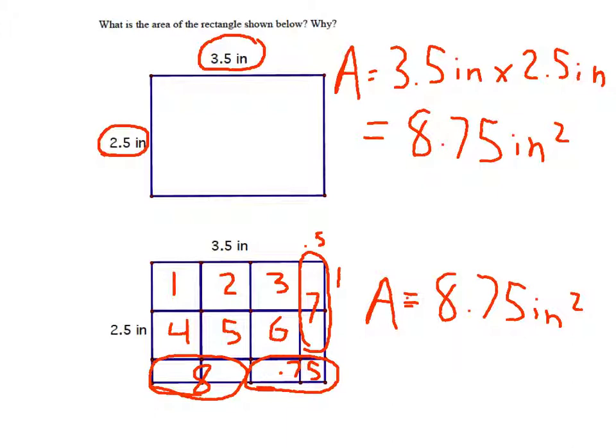So, 3.5 inches times 2.5 inches: multiply the 3.5 and the 2.5 to get 8.75. Multiply the inches here times the inches here to get inches squared. And that's really what area means. Area means how many square units fit on the surface of some two-dimensional shape.